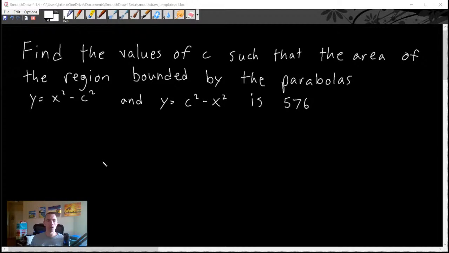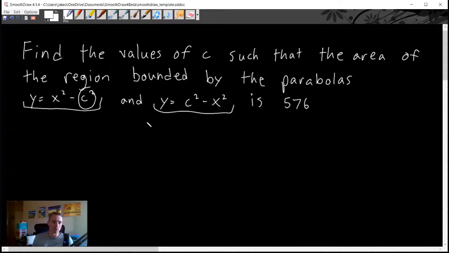So the problem tells us to find the values of c such that the area of the region bounded by the parabolas y equals x squared minus c squared and y equals c squared minus x squared is 576. So this is kind of an interesting problem because they give you these two different equations of the functions that we're trying to find the area between. But they both have this c squared term in here, which is kind of different. You don't really see that too often.